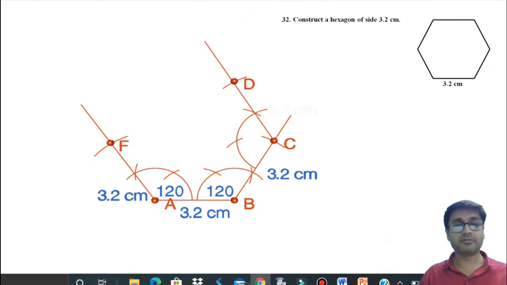Now from here the methods might differ. 2 methods. Keep your compass on D, cut 3.2. Keep your compass on F, cut 3.2 and join. Easy. That's one method. The fourth and last method, which I always recommend, again from D take 120 degree, or from F take 120 degree, any one place, either of the two. If you take from F 120, cut 3.2, you get your last point, join it. Most accurate method. Okay, so come on, pause your video, complete the entire hexagon and then come back.